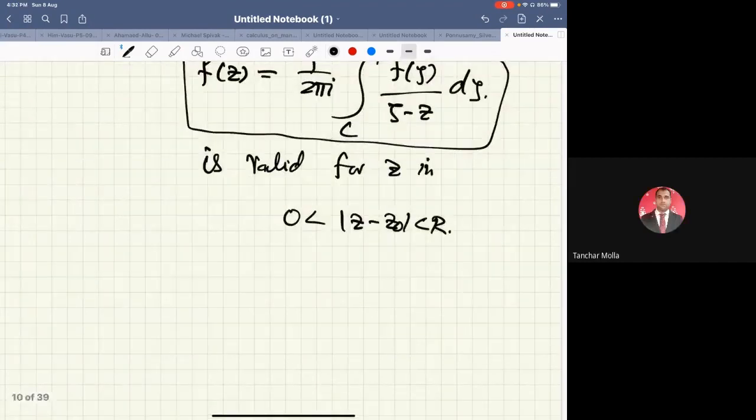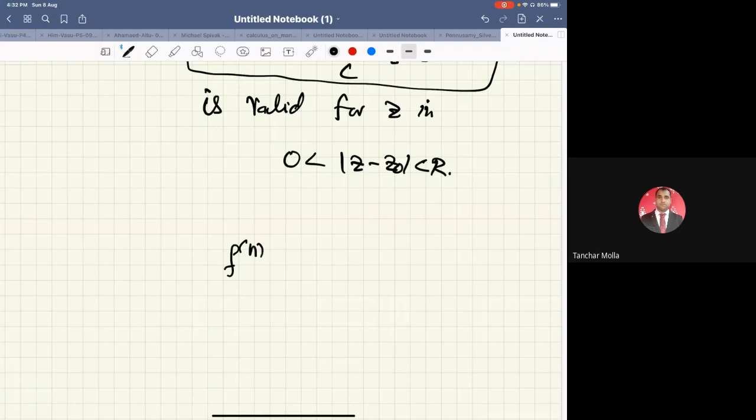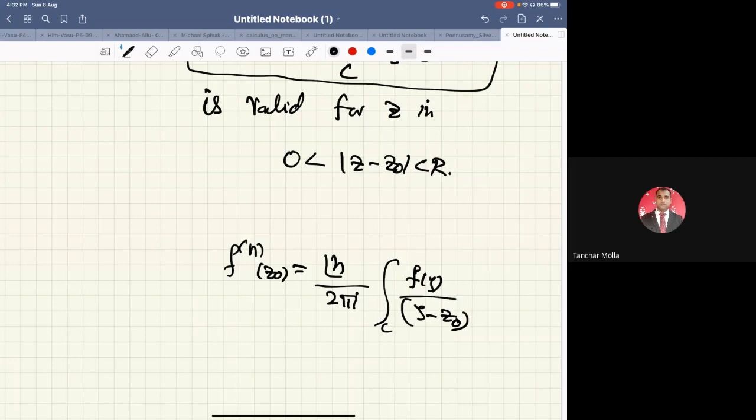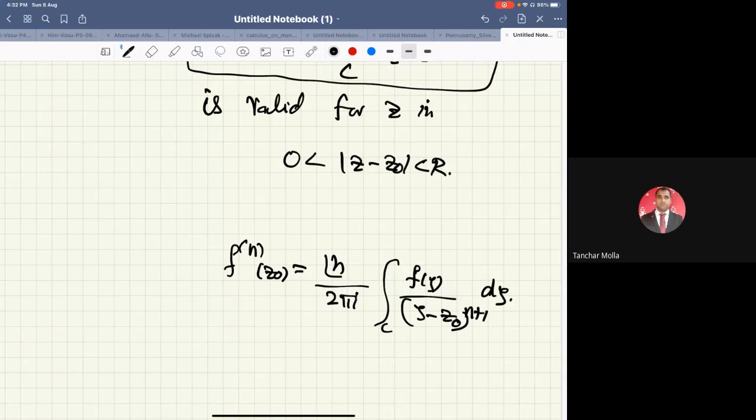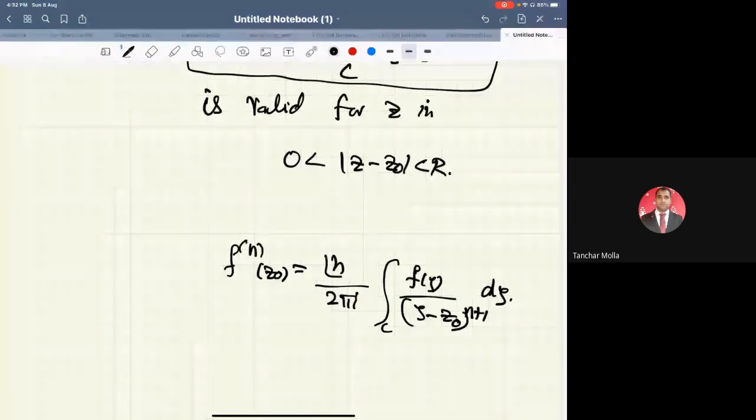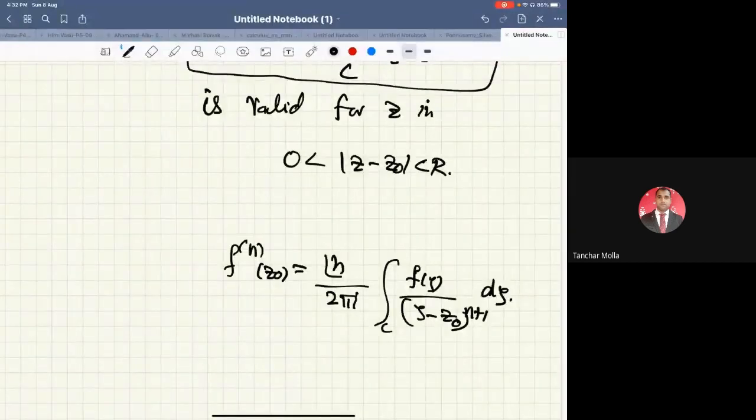Yes, sir. Because if f is analytic inside that disk, and if you take any simple closed curve inside, one can write that f to the power n of z0 is nothing but n factorial by 2 pi i integral over C f of ζ by (ζ minus z0) whole power n plus 1 dζ. That means if f is analytic in a simply connected domain where C is any simple closed curve which lies inside the domain, then f is differentiable. All derivatives of f exist, and the derivatives can be written in this way. This is called generalized Cauchy's integral formula.